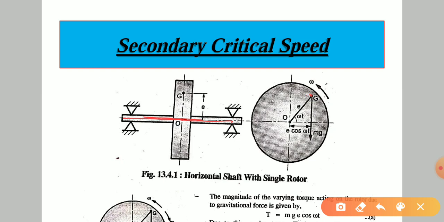Suppose this rotor is rotating in the anti-clockwise direction. Now the torque on the rotor is due to the gravitational force mg, which is acting in the downward direction, m into g. When G lies on the right side of the center O it retards the shaft, and it accelerates the shaft when the point G is on the left side of O. What will happen?